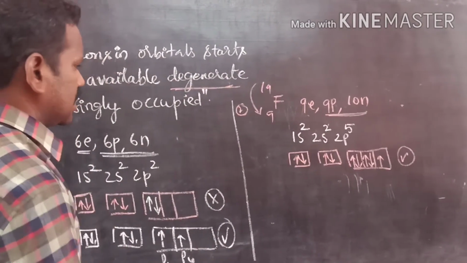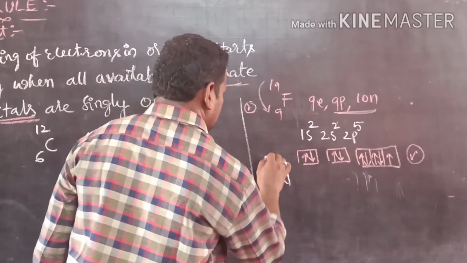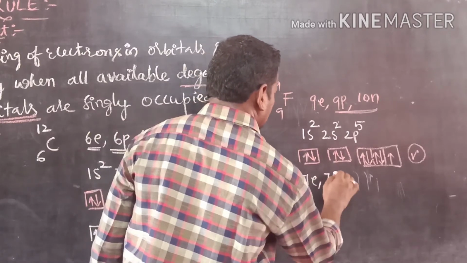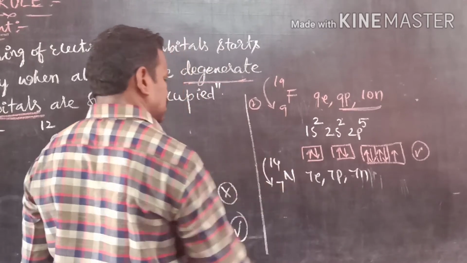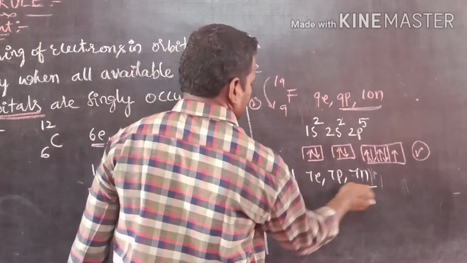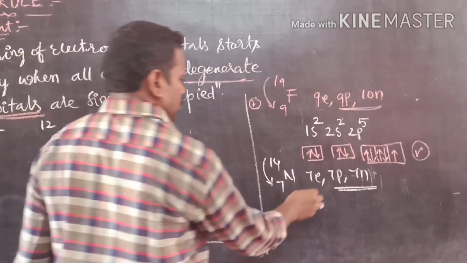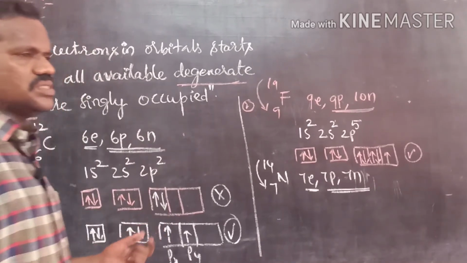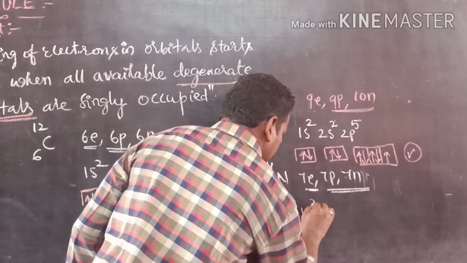And if you see in the case of nitrogen, this becomes N714. This means it contains 7 electrons, 7 protons and 14 minus 7, that is 7 neutrons. The 7 protons and 7 neutrons are inside the nucleus. Then what about these 7 electrons? As per the Aufbau principle, they try to occupy the 1s orbital.